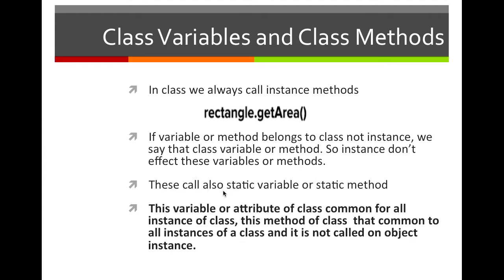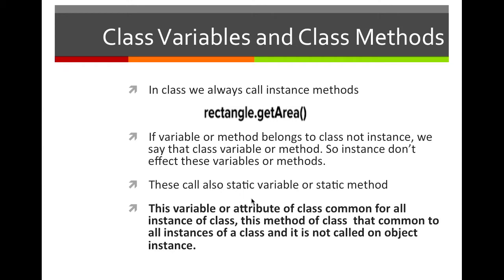These are also called static variables or static methods. Since it is static, objects cannot change these class variables or class methods. This variable or attribute of the class is common, the same for all instances of the class. This method also, this variable or method of the class is common to all instances of the class, and it is not called an object instance. We don't say it is an object instance, it is the class.